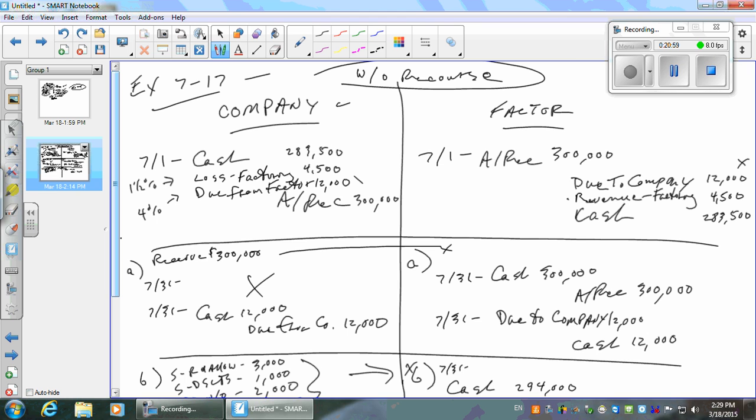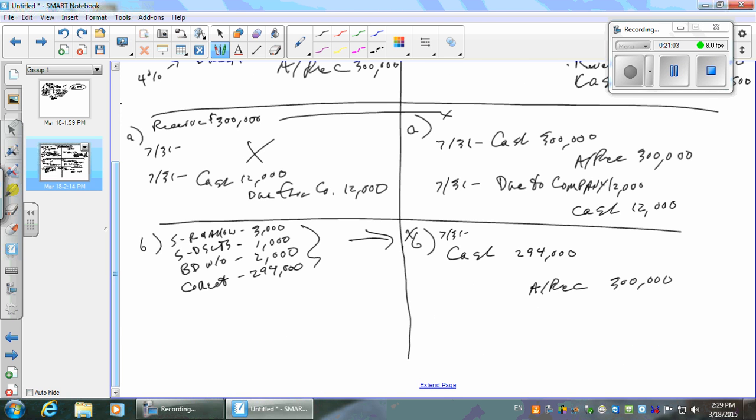So when you debit it for 6, you satisfied 6 of it because you found stuff, right? That's what that was for. So the due to the company goes down by 6. Well, now what's the balance in due to the company? 6,000. Yeah. So what'll you do?